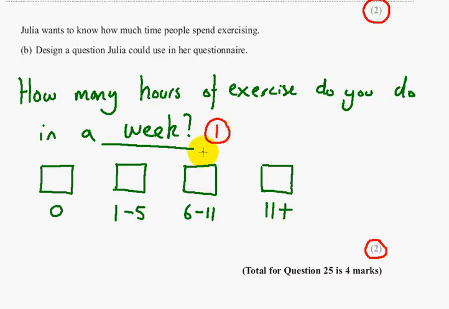The second thing is that it has to have at least 3 boxes that don't overlap. And you also need the units. I've put the units in the question itself. If you don't put hours in the question, then you need to put hours as the units down here. Okay, so that's the second mark. And that's it for question 25.